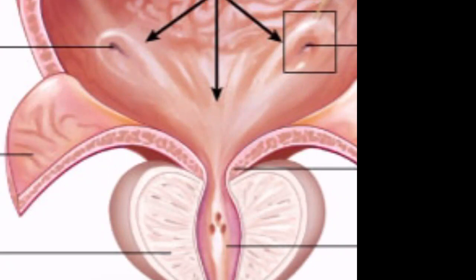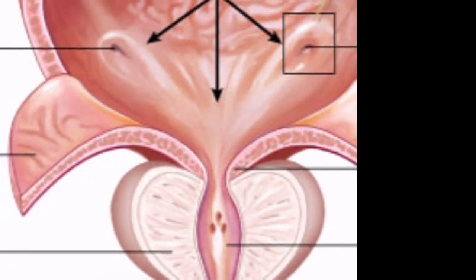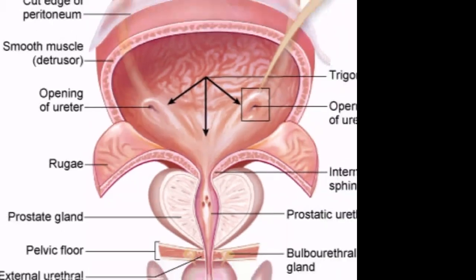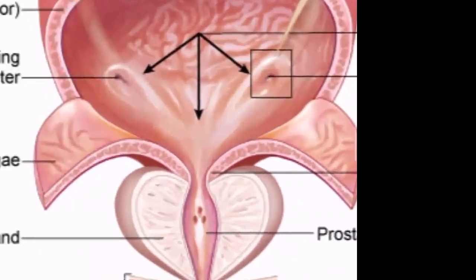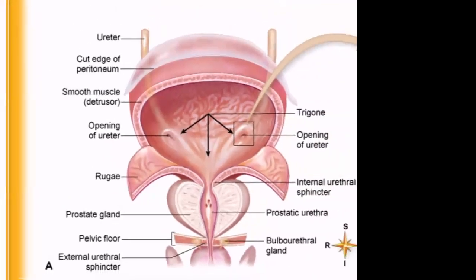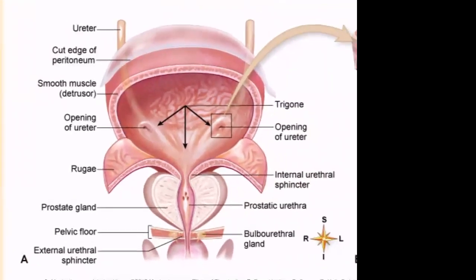So if you sort of drew a line between these two openings to the ureters and down to the urethra, it sort of creates this triangular area called the trigone, which is a little different. The tissue structure is just a little different. It doesn't have the same groups of rugae, which are these folds, just like we saw in the stomach, actually, that allow for expansion, like an accordion. So in other words, this can stretch and hold more.